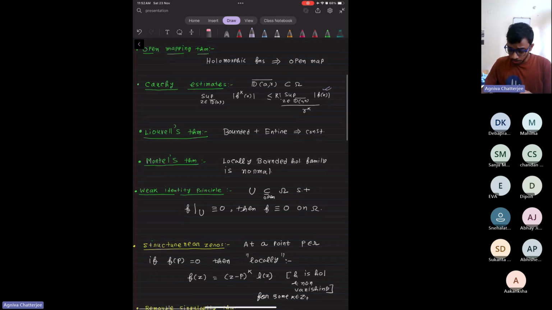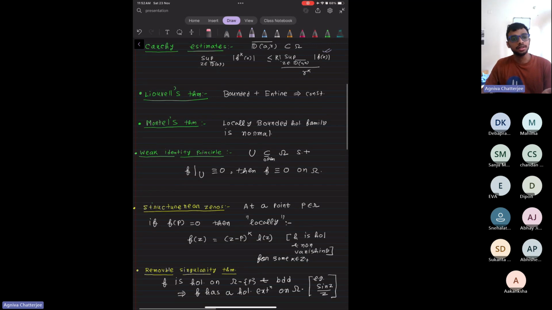The next one is the removable singularity theorem. It says that if a function is holomorphic on a domain except at a point, but it is bounded near that point, then you can extend the holomorphic function. That is what removable singularity means. For example, sin z / z is a classic example, where the limit as z tends to 0 exists, so it's bounded near 0. So you can extend this function holomorphically to omega, in a disk, or even in C.